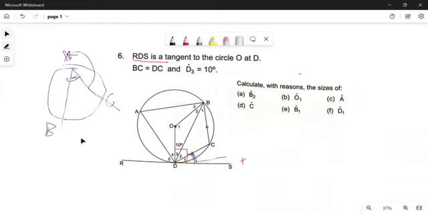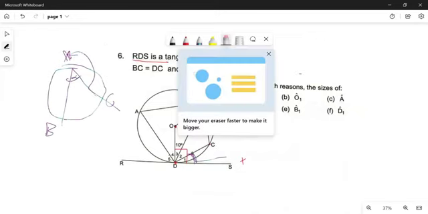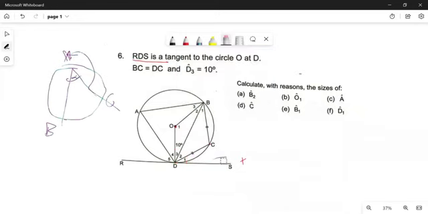I'm saying here we have an angle between a tangent and a chord. Okay, that one is fine. This angle here is an angle between a tangent and a chord. But what I'm asking is this. Is there any angle subtended by this chord DC? No. There's no angle.